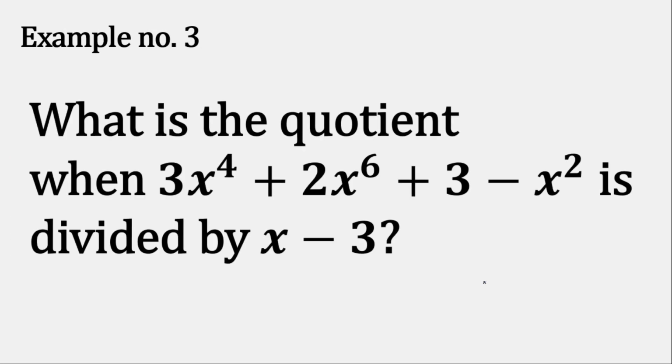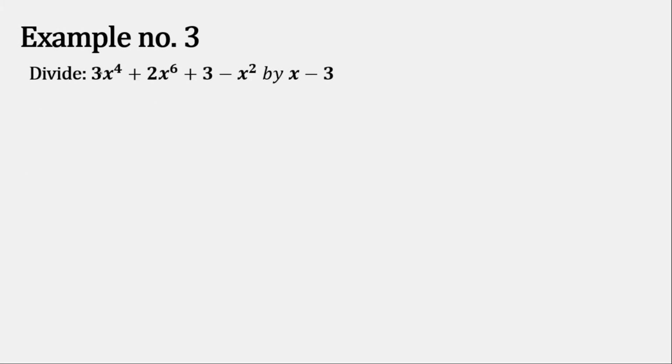Number 3. What is the quotient when 3x raised to 4 plus 2x raised to 6 plus 3 minus x squared is divided by x minus 3? So it seems it has a four-term polynomial, but this polynomial is not in standard form. So we know that the very first term is 2x raised to 6 followed by x raised to 5. Can you see any x raised to 5 here? No. So if there's no x raised to 5, just add 0x raised to 5.